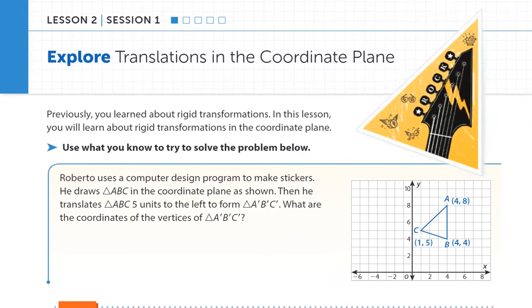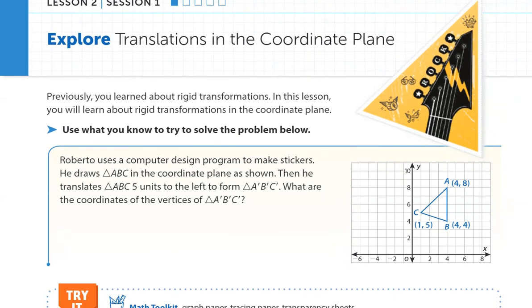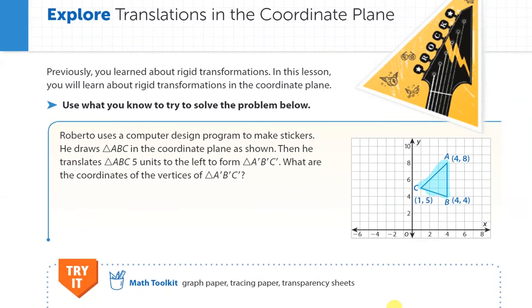The first thing that we're going to do here is see if we can figure out how to translate this triangle, our original triangle, into an image based on the criteria. And we are also going to talk about what that does to the points, aka the vertices. Remember, vertices means corners.